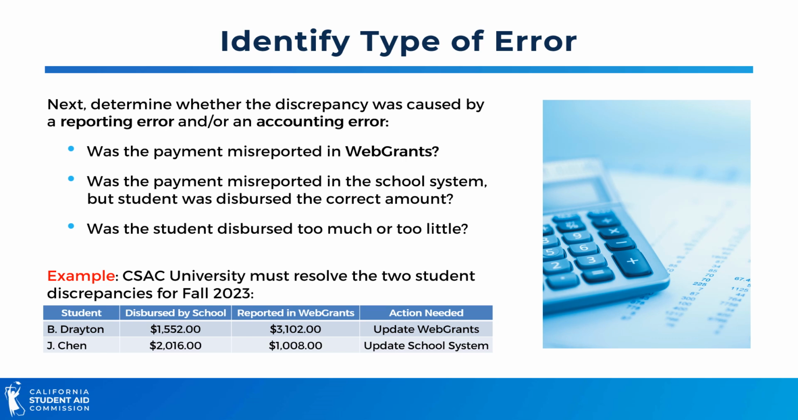Schools should determine whether the discrepancy was caused by a web grants reporting error or an accounting error within their own financial aid management system. The following questions should be addressed. Was the payment misreported in web grants? Was the payment misreported in the school system, but the student was dispersed the correct amount? And was the student dispersed too much or too little in MCS funds? In our CSAC University example, the school determined that one of the mismatched students had to be updated in web grants, and the other mismatched student had to be updated in their own financial aid management system.